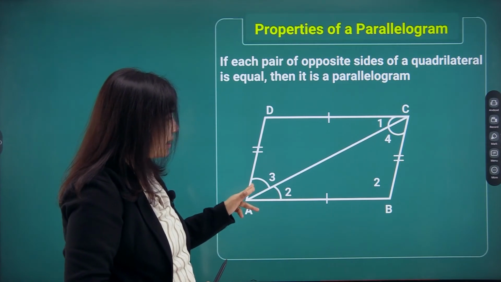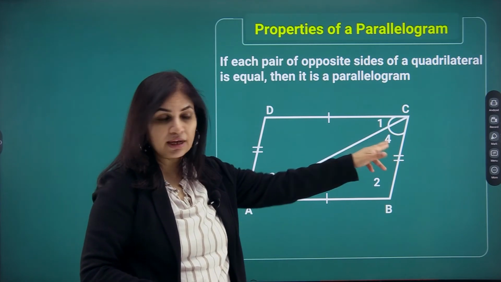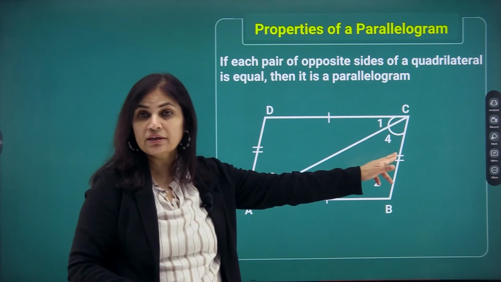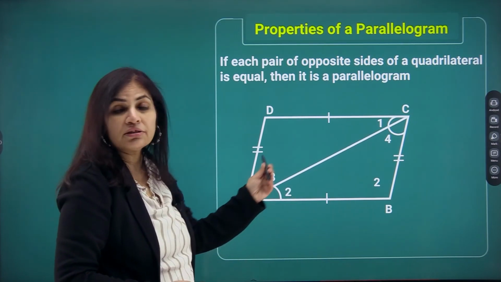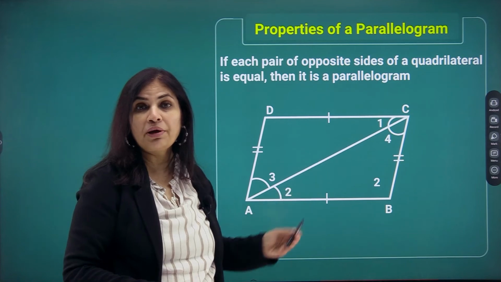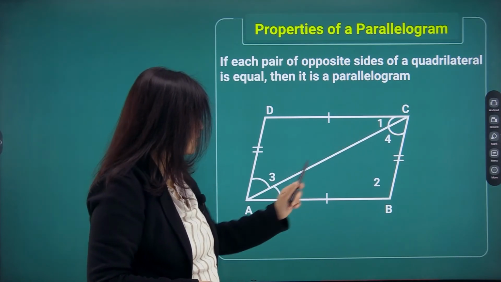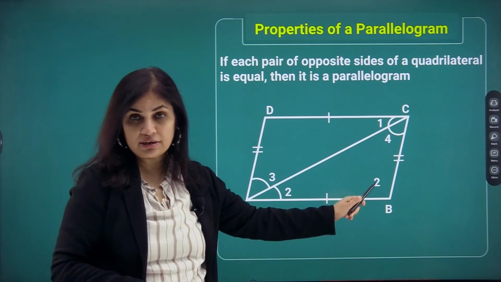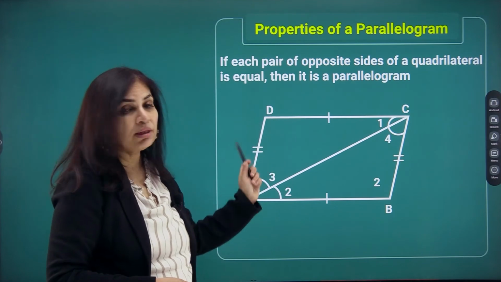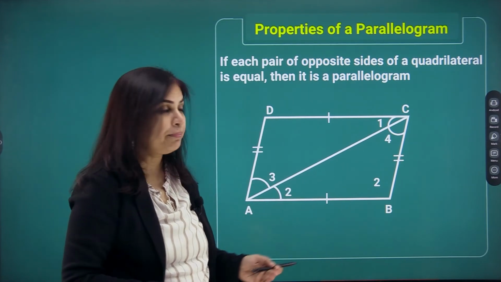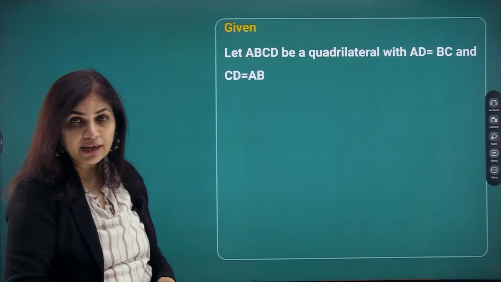Again, angle 3 is a corresponding part to angle 4. They are the corresponding parts of congruent triangles, so they will be equal. Angle 3 and angle 4 form a pair of alternate interior angles when AC is the transversal and these two are the parallel sides. So, we could easily prove that both the pair of equal sides are parallel using the congruency of the two triangles. Let us recap it.